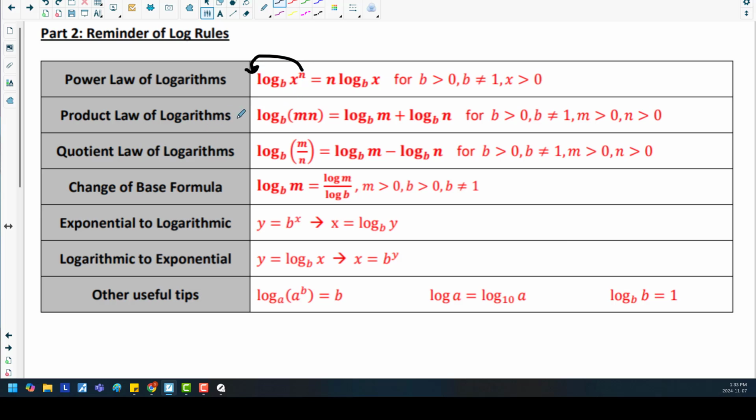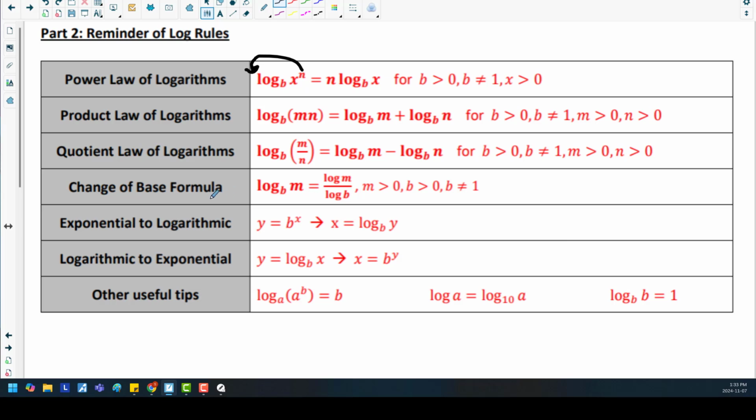Product law of logs. So product law is if I have log base b of (m times n), it's the same thing as if I want to split it up, just do log base b of m plus log base b of n. So you're adding them together. Same like the quotient law, where if you're dividing two things within the same bracket, if you want to split it up into two separate terms, you can do log base b of m minus log base b of n.